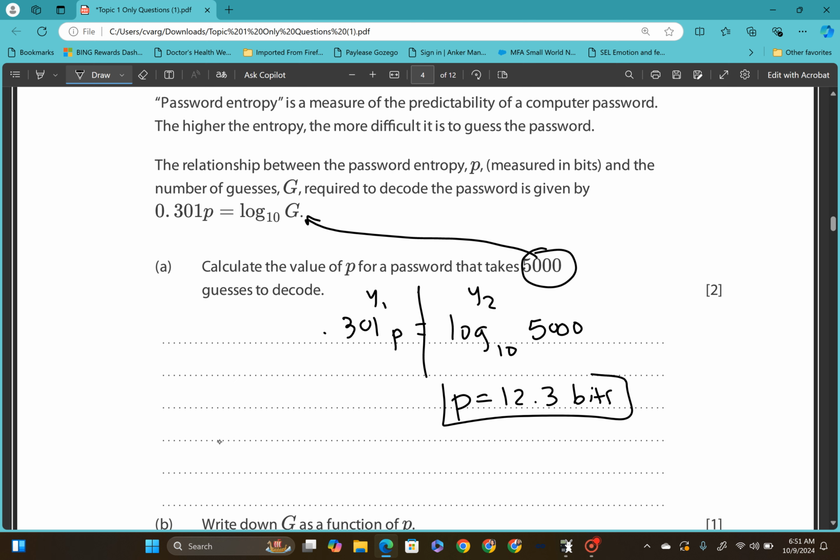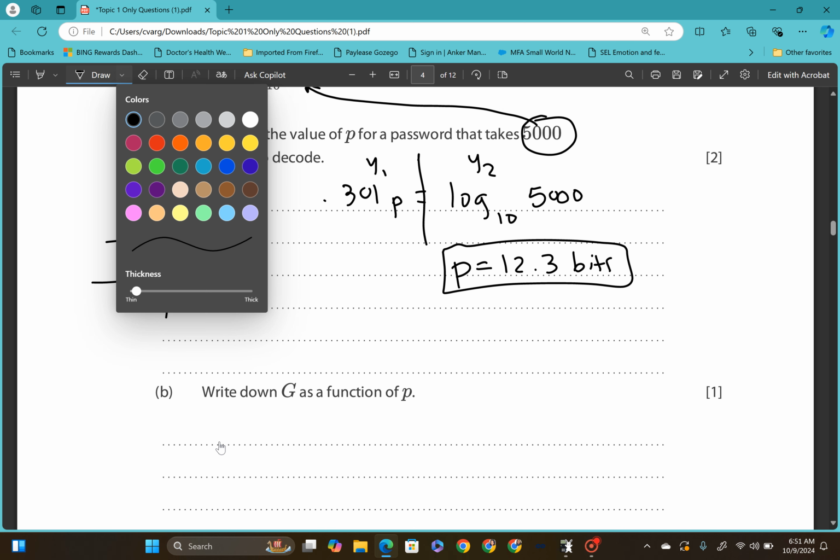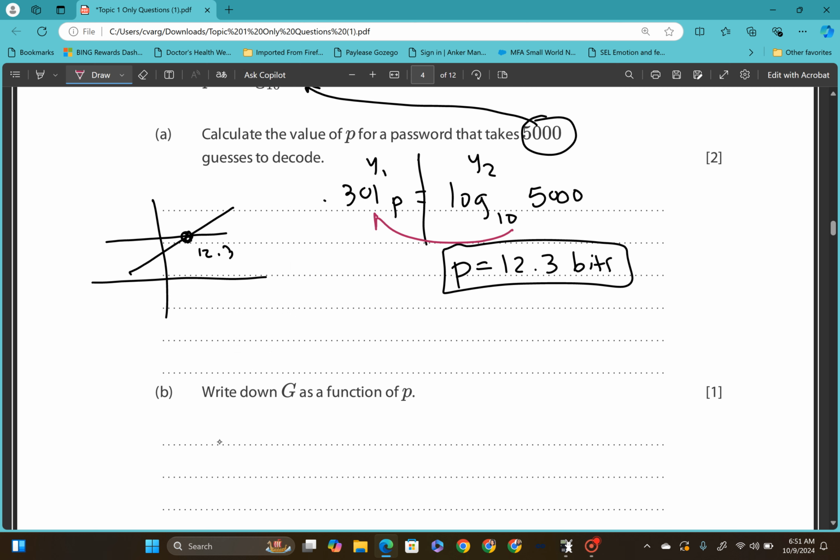For me to show my work with this, I'm just going to go ahead and sketch my graph. So we had a straight line, and then we had something that looked like that. Again, this is not exact, and they meet at 12.3. Okay, that's enough work.